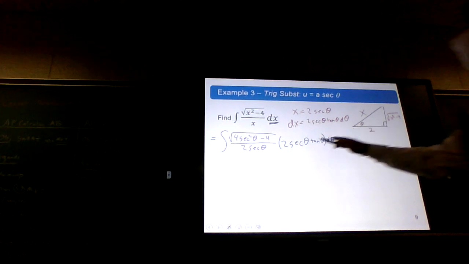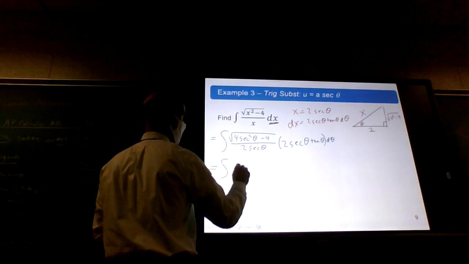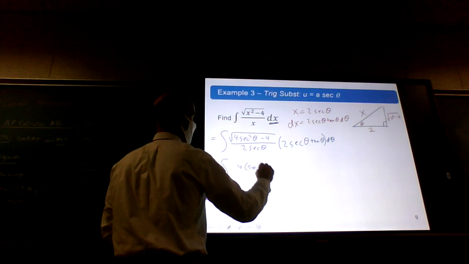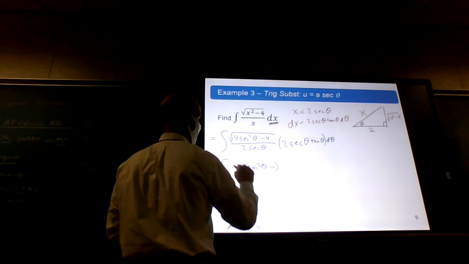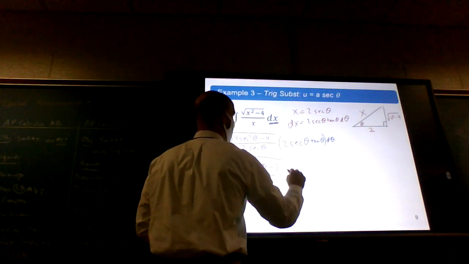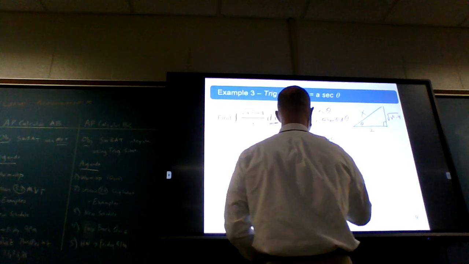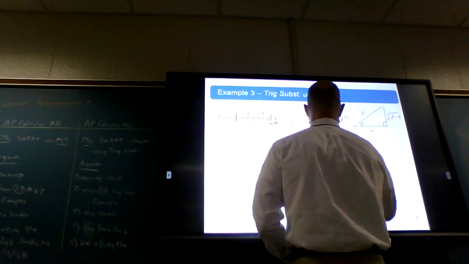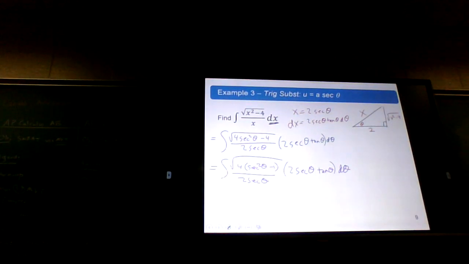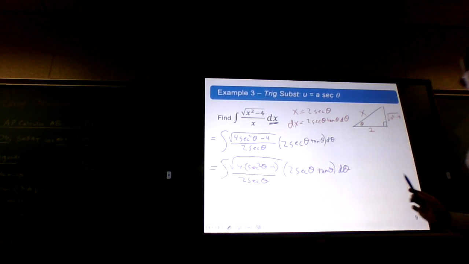Okay, so this right here is going to become 4 parenthesis secant squared theta minus 1, all in the square root, over all the same stuff. And guys, I am showing a ton of work on all of these examples because I don't want to leave anything out to where students are like, how did you get there? Once you get good at this stuff, some of these steps you can kind of skip.